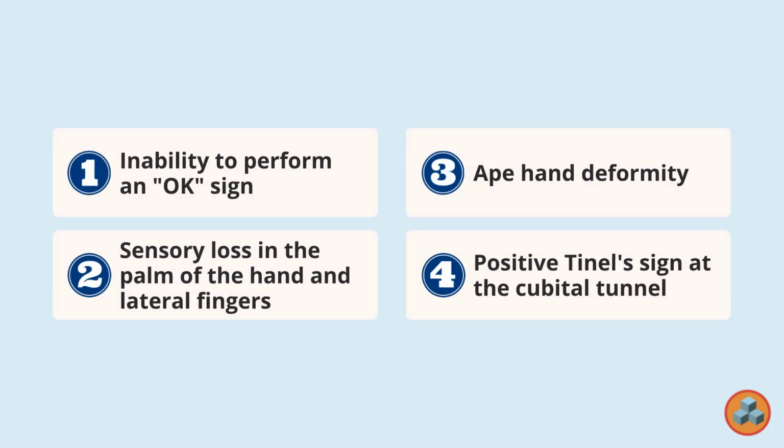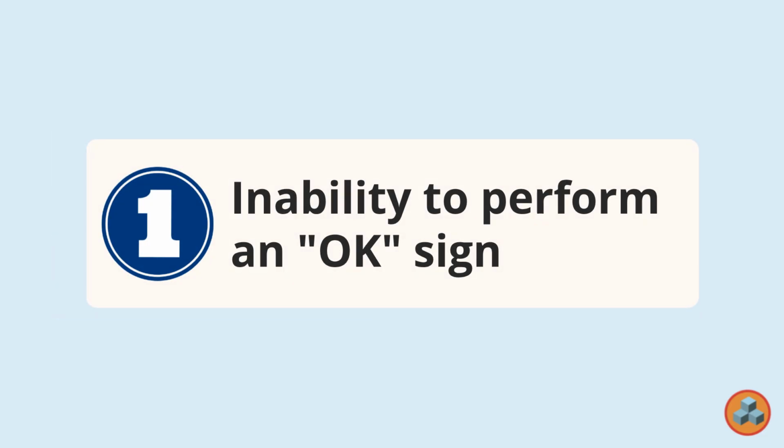When we look for the finding that is both consistent with AIN syndrome and unique to it among median nerve neuropathies, the inability to perform the OK sign stands alone as the defining clinical sign. The correct answer is option 1.